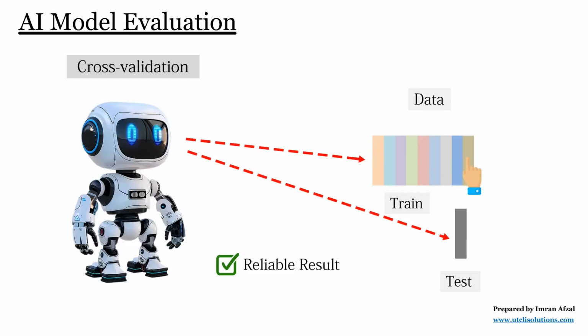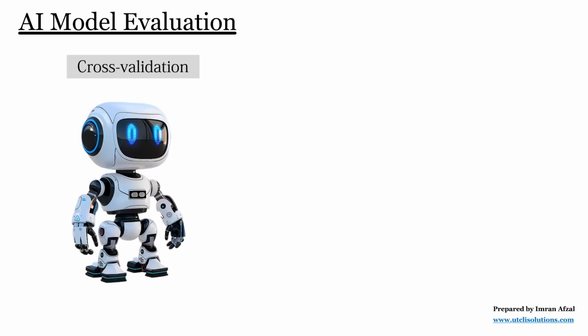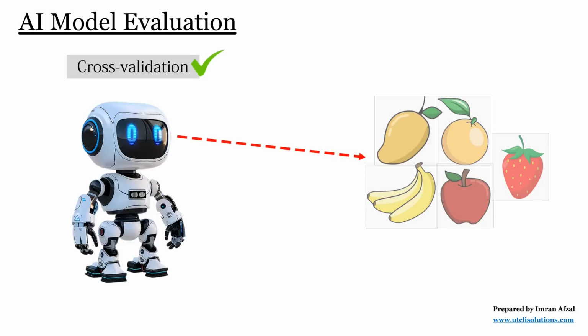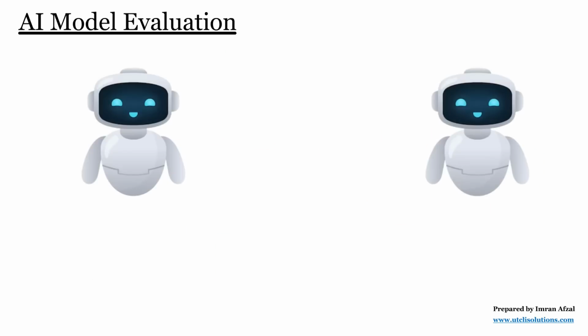Cross validation helps reduce the risk of overfitting. Overfitting happens when the model learns the training data too well and cannot perform on new data. It memorizes answers instead of understanding patterns. When we test the model with different parts of data using cross validation, we make sure it is learning properly and not just memorizing. Another advantage of cross validation is that it helps us compare models better.